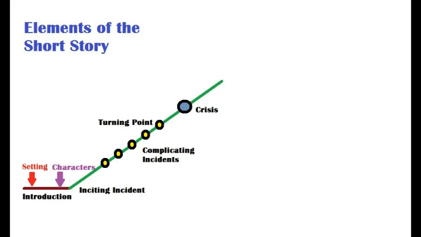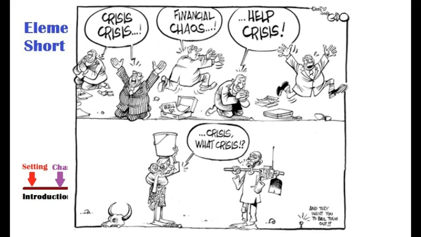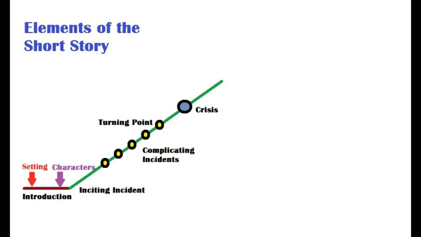Now, a crisis occurs, which serves as a turning point. This incident will determine the final outcome for the plot. The crisis is often fed from the complicating incidents which occur preceding it.